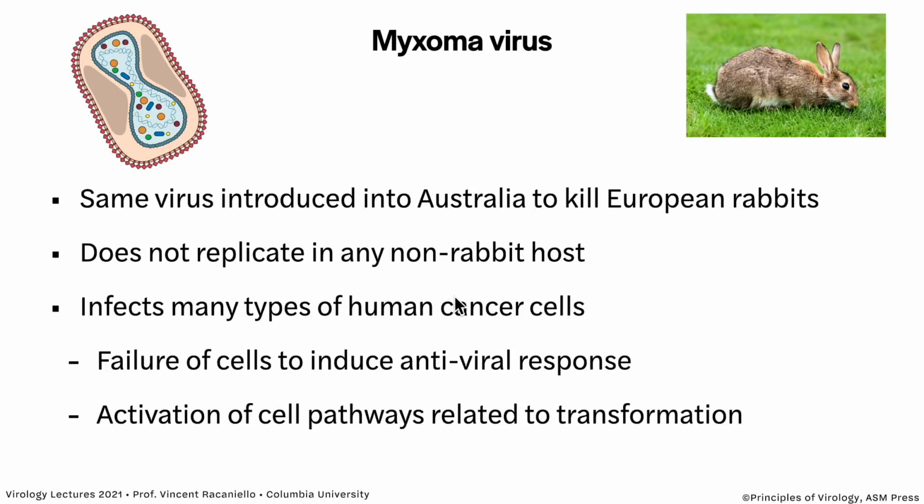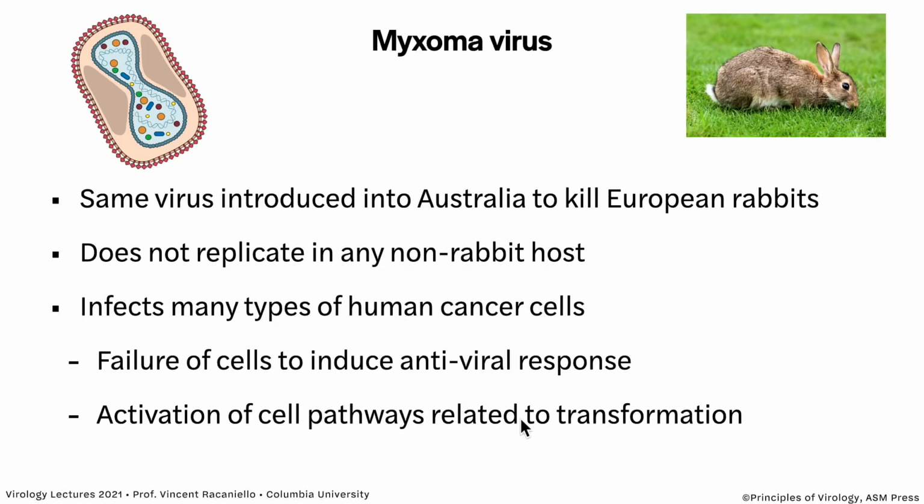Myxoma virus is the same virus introduced into Australia to kill European rabbits. It doesn't replicate in any non-rabbit host, and in fact infects many types of human cancer cells, probably because the cells don't make an antiviral response. There are pathways activated related to transformation.